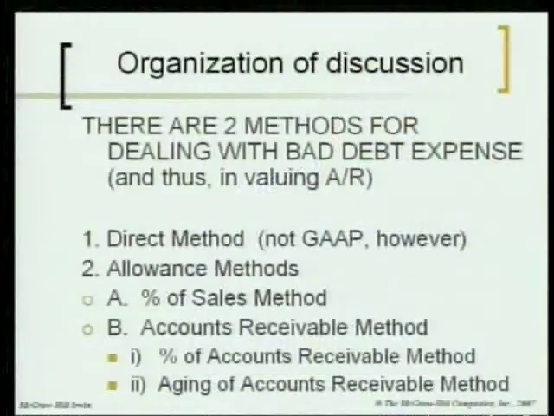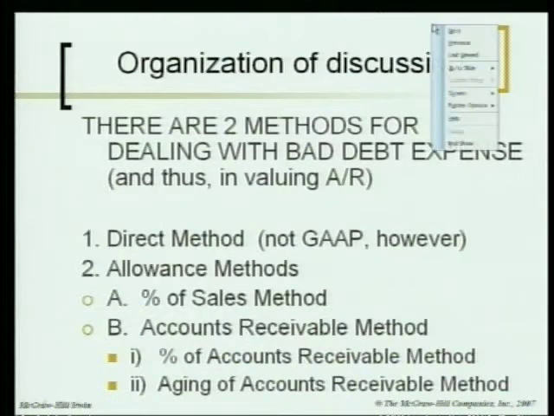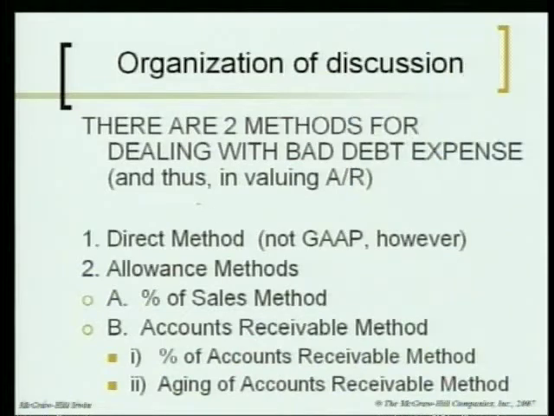Let's go on. Now, I want you to really pay attention to this little outline that we're going to go through here, okay? There are two methods of dealing with bad debt expense. We can use the direct method or we can use the allowance method. If we use the allowance method, there are two types: the percentage of sales method and the accounts receivable methods. If we use an accounts receivable method, there are actually two of those, okay?